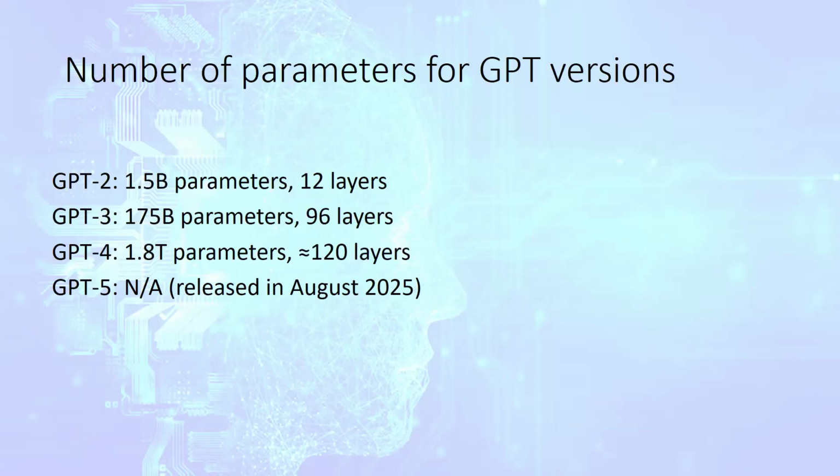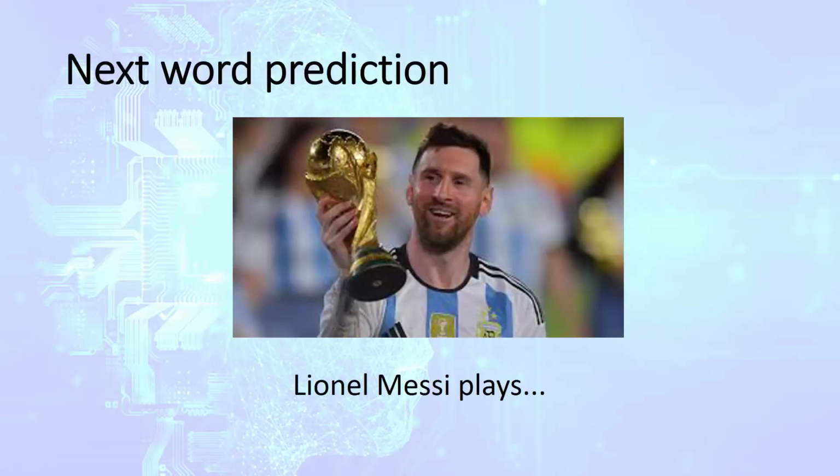Of course, interesting: what is the total number of parameters used in GPT? In GPT-2, there were 1.5 billion parameters, constituting 12 layers of the transformer network. In GPT-3, 175 billion parameters. 1.8 trillion parameters already in GPT-4, and about 120 layers of the transformer network. For GPT-5, this information was not yet released. So up to several trillion parameters in GPT-4 and GPT-5.